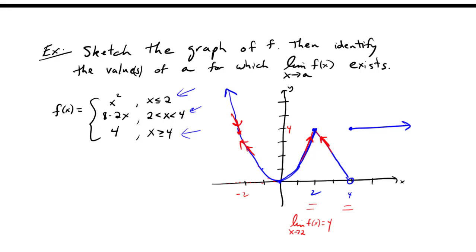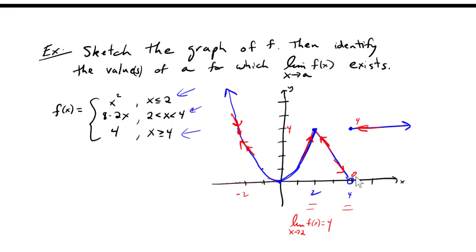But what about 4? Okay, as we approach 4 from the right, we get the value 4. But as we approach from the left, we head to the value 0.